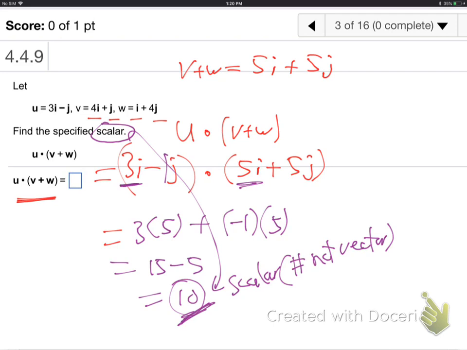I and J are not X and Y. They're not, but they're just like it. You're right, it's just another name for the same thing. So they're just emphasizing to you that when you take two arrows and dot product them, the result is not another arrow. It's a scalar. It's a number.